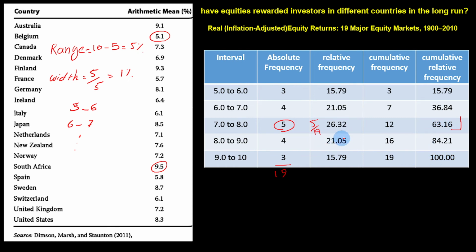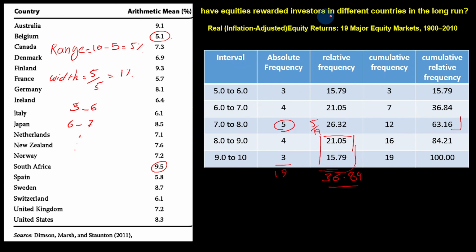Or you could have just looked at this column. That'll be the result of summing up these two numbers. That'll be 36.84, right? So about 37% of the observations of the returns are more than 8%, 8 to 10%, and 63.16% of them are less than 8%, between 5 and 8%.